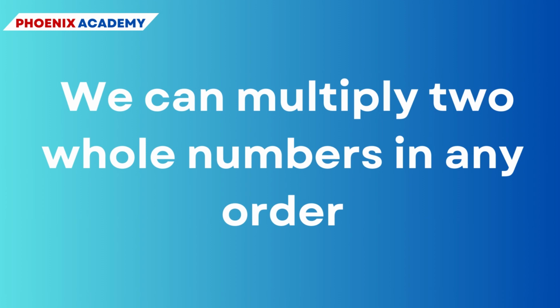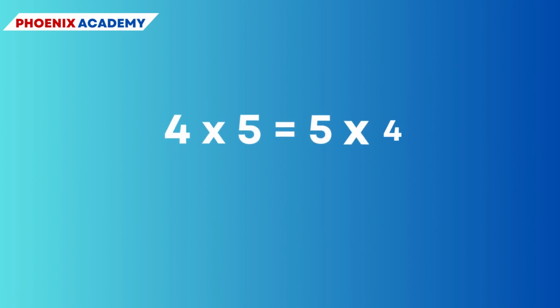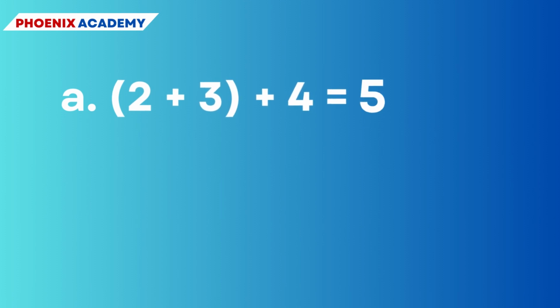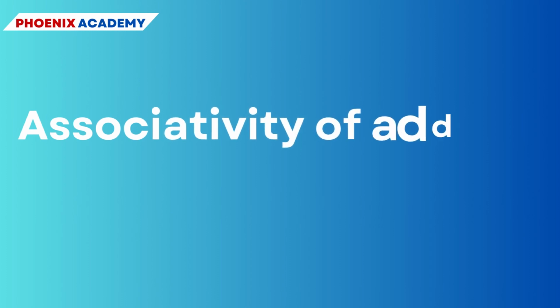We can multiply two whole numbers also in any order. Multiplication is also commutative for whole numbers. 4 into 5 is same as 5 into 4. Here in A, you can add 2 and 3 first and then add 4 to the sum. And in B, you can add 3 and 4 first and then add 2 to the sum. You get the same answer. This is associativity of addition for whole numbers.